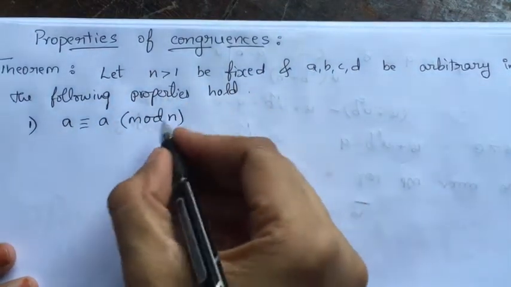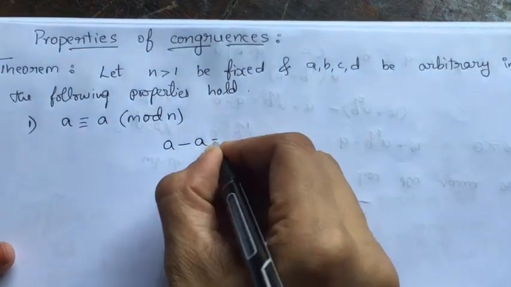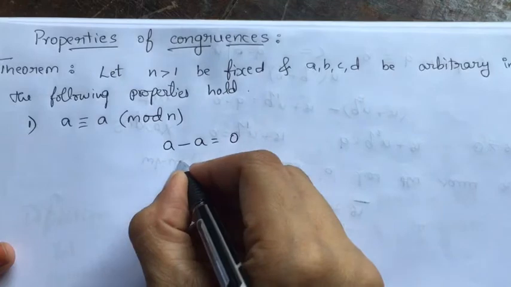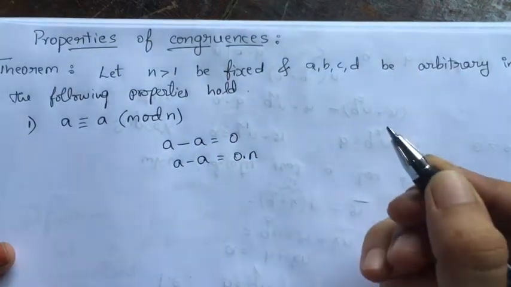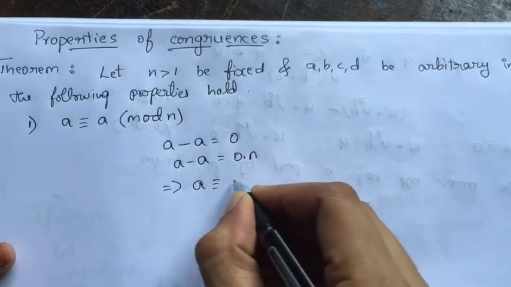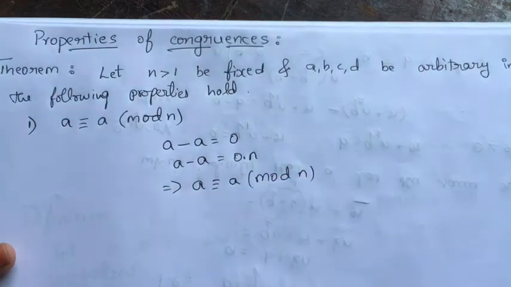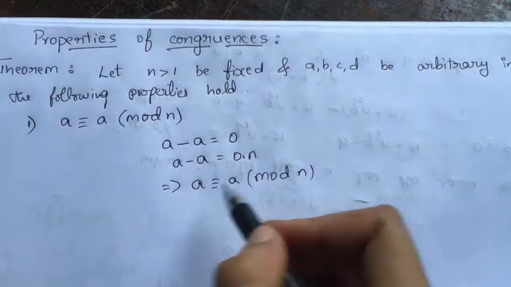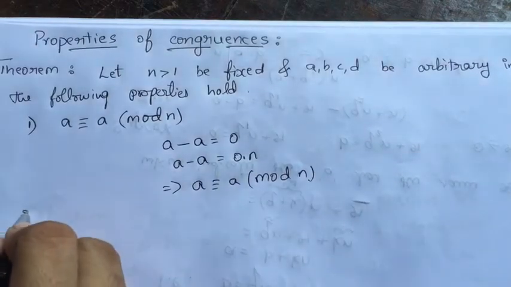How? I can write A minus A as 0. This is the same as writing A minus A equals 0 times n. What does it imply? It implies A is congruent to A mod n. Right? So an integer is congruent to itself modulo n.